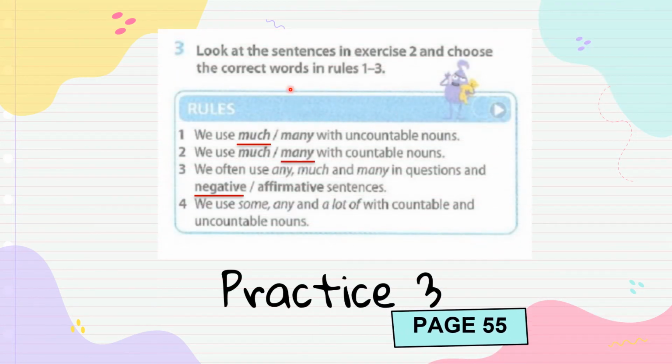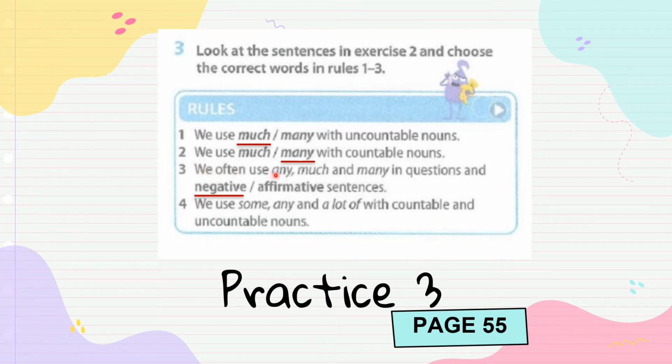Okay, look at the sentences in exercise 2 and choose the correct words in rules 1 to 3. Okay, just like I said before, we use much or many with uncountable nouns. Okay, which one is the correct answer? Yes, much. We use much for uncountable nouns. Okay, the next one, we use much or many with countable nouns. Okay, as you can see here, we use many for countable nouns. Benda yang boleh dikira kita kena guna many, benda yang tak boleh dikira kita guna much.